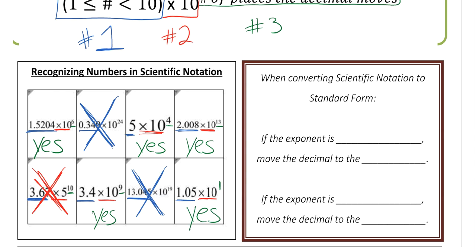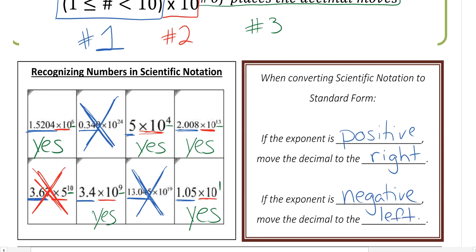When we are converting numbers between scientific notation and standard form, we are going to use our exponents to help us decide how to convert. If the exponent is positive, you're going to move the decimal to the right the number of places that it says in the exponent, and if the exponent is negative, you are going to move the decimal to the left to convert to your standard form, which is the traditional way that we would write a number.